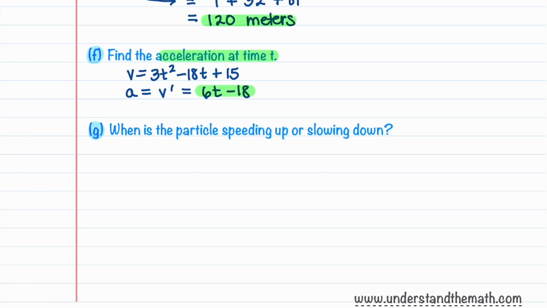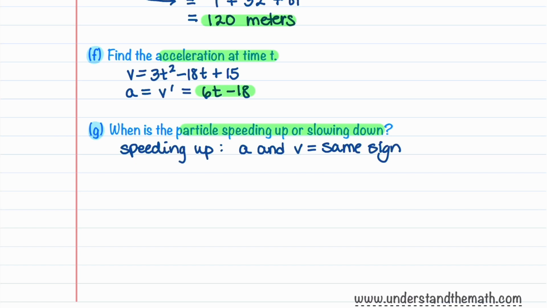Now we have one last part, and it is challenging, but I'll show you exactly what to do. We need to find when the particle is speeding up or slowing down. Our particle is going to be speeding up when our acceleration and velocity have the same sign. So let's write down A and V have the same sign. And then it is going to be slowing down when A and V have opposite signs.